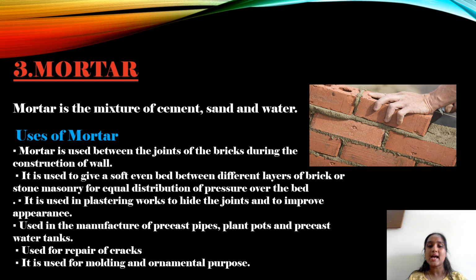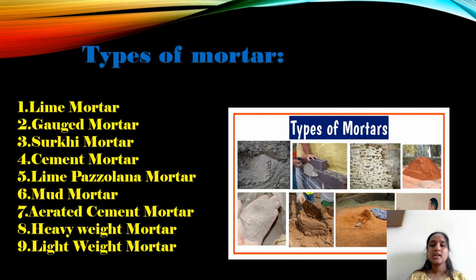It is used in plastering works to hide the joints and to improve appearance. Used in the manufacture of precast pipes, plant pots, and precast water tanks. Used for repair of cracks. It is used for molding and ornamental purpose. There are 9 types of mortar. First one is lime mortar, gauge mortar, surkhi mortar, cement mortar, lime pozzolano mortar, mud mortar, aerated cement mortar, heavyweight mortar, lightweight mortar.